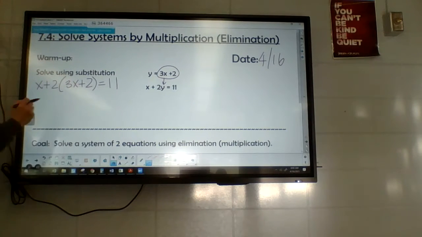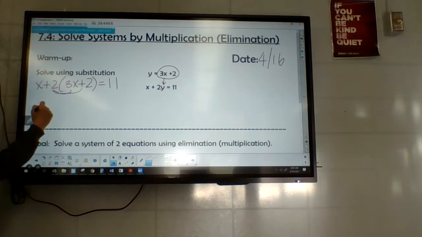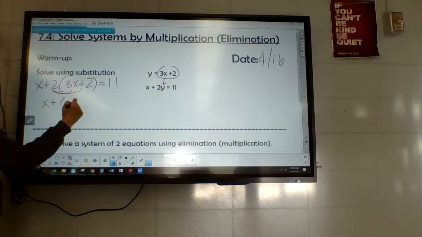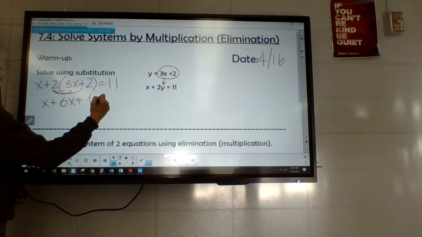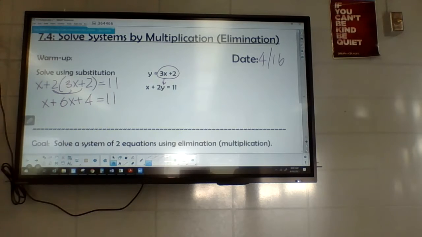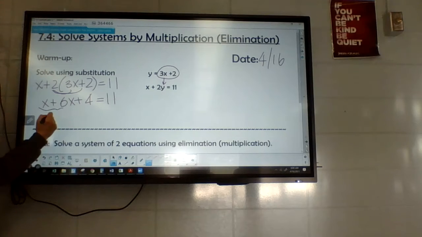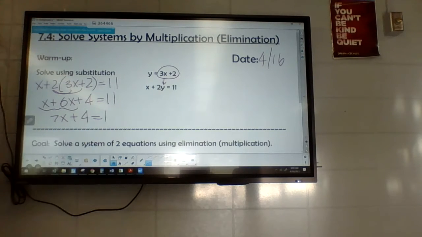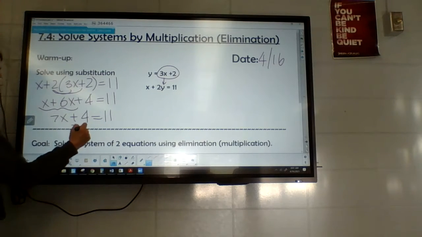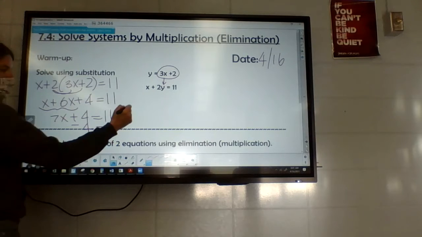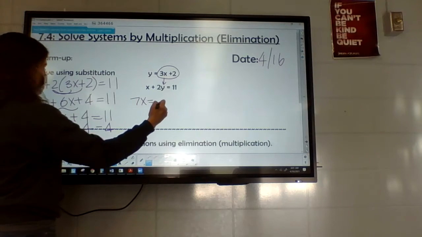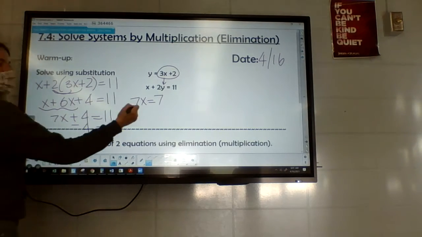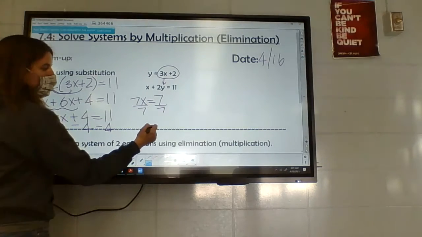So we have to distribute here. 2 times 3 is 6x. And then 2 times 2 is 4. And put these two together, so we get 7x. So then we're going to move that 4 over. We're going to subtract 4. This ends up working out nicely. So 7x equals 7. That means x has to be 1.